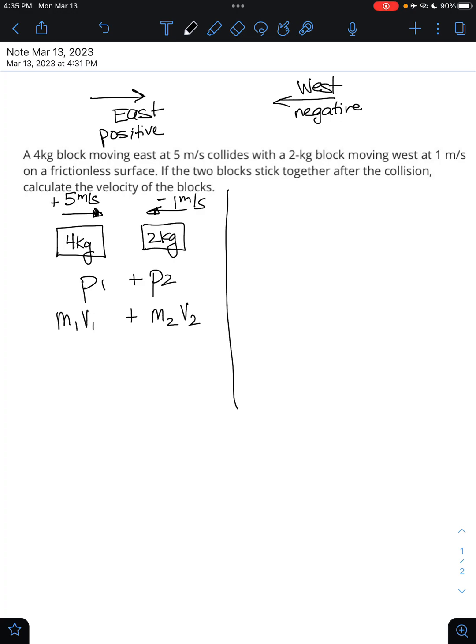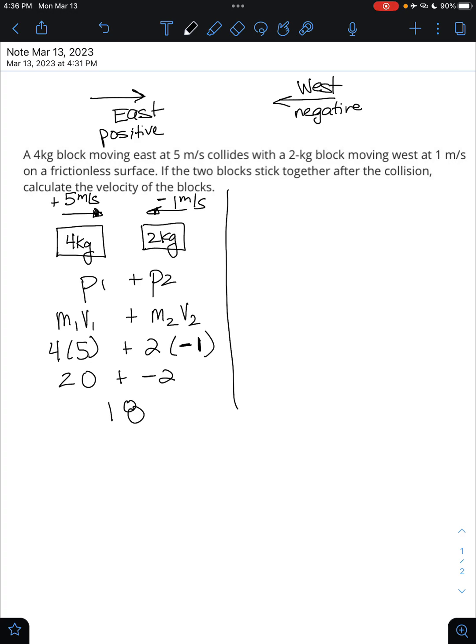We can say that the mass is 4 kilograms and the speed is 5 meters per second. It's velocity, so it's positive 5 meters per second. M2 is 2 kilograms and the velocity is going to be negative 1 because it's moving in that westward direction. So I'm going to get 20 plus negative 2, or 18, is my total momentum before they collide.